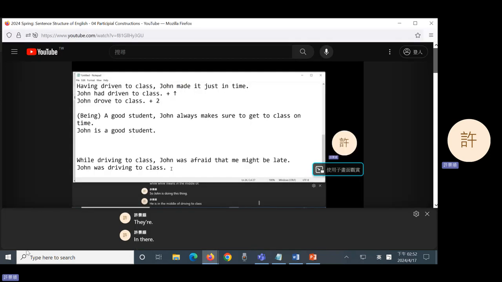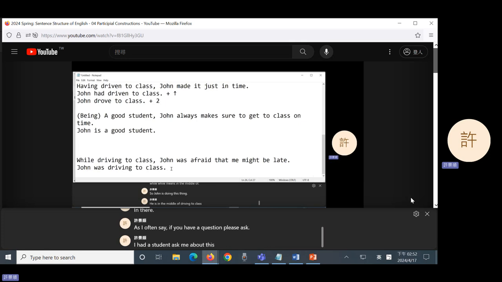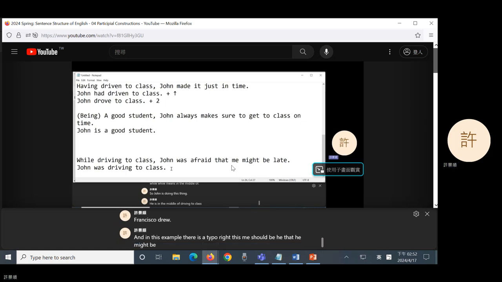As I often say, if you have a question, please ask. I had a student ask me about this. This is from the week that we did participial constructions, 分词构句. And in this example, there is a typo, right? This "me" should be "he," that he might be late.